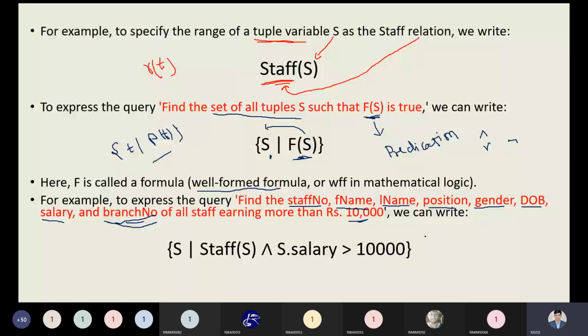If we need to write such a query, we have the query but we also have a condition. So how to write the condition? s would be the tuple variable, and this s tuple variable is a part of the staff relation. Now tell me, is it clear to all on this point? s is a tuple variable which is a part of the staff relation. Yes, please tell me, is it clear to all?